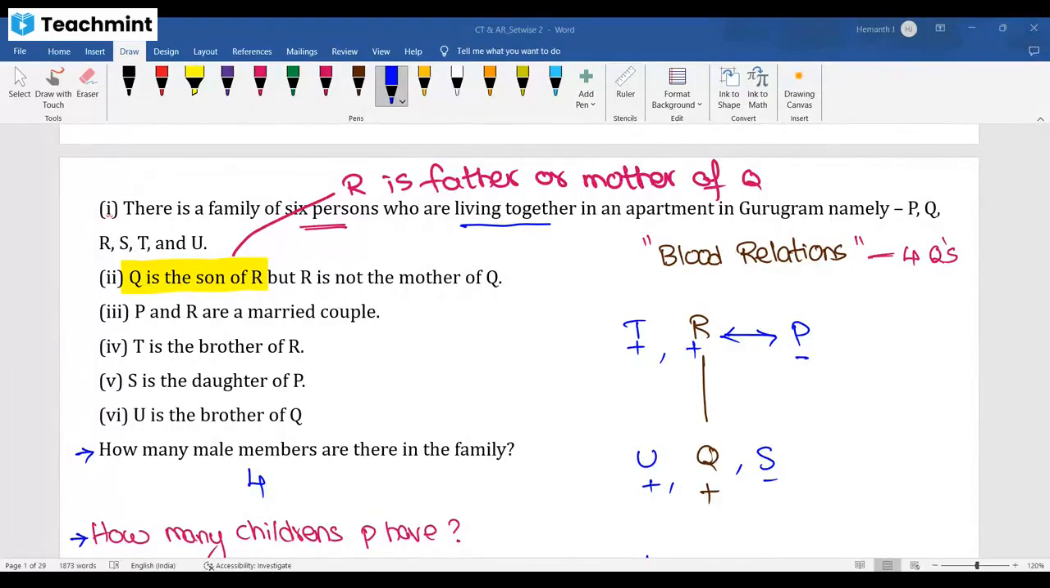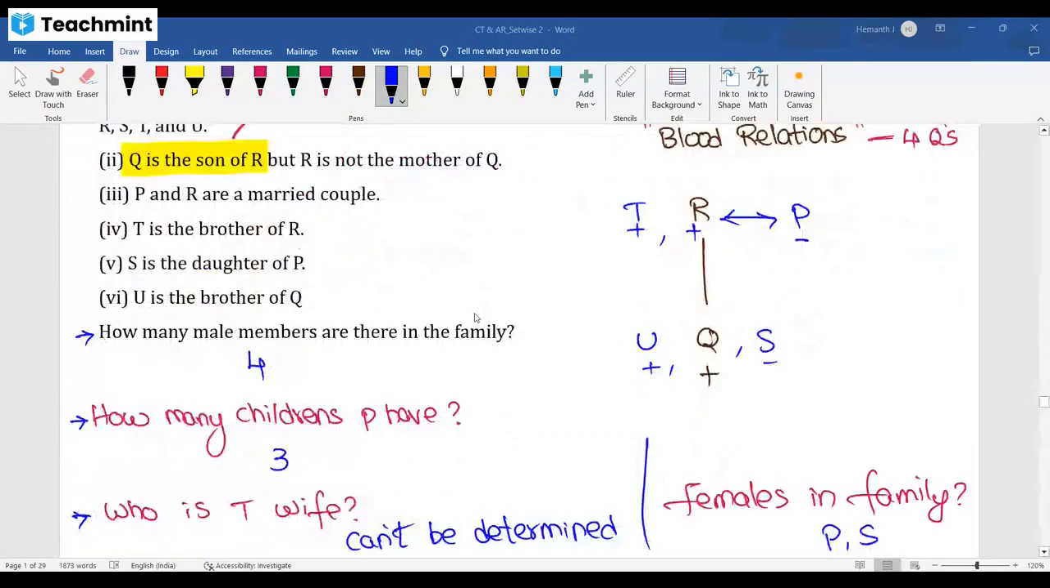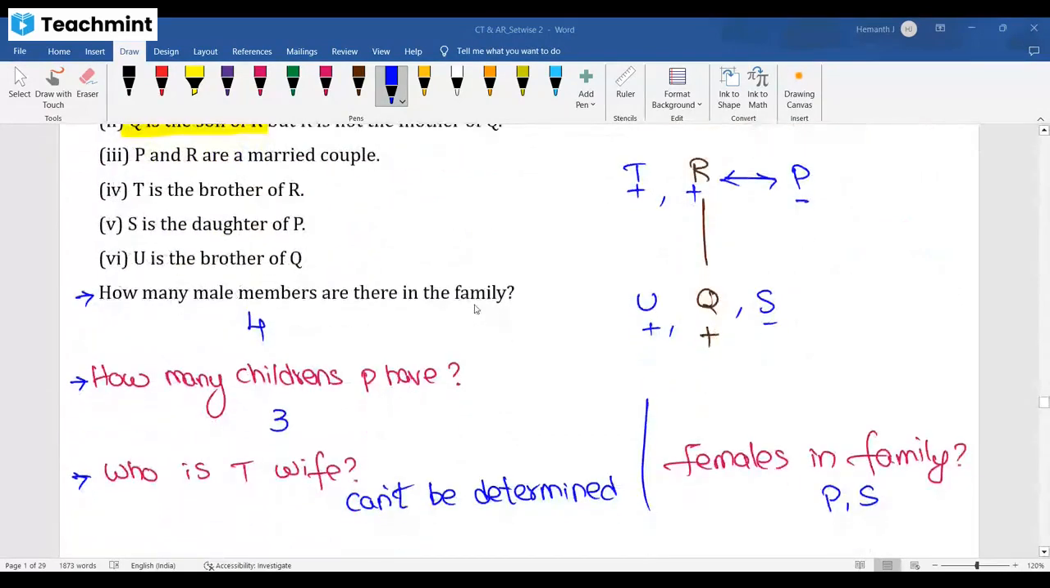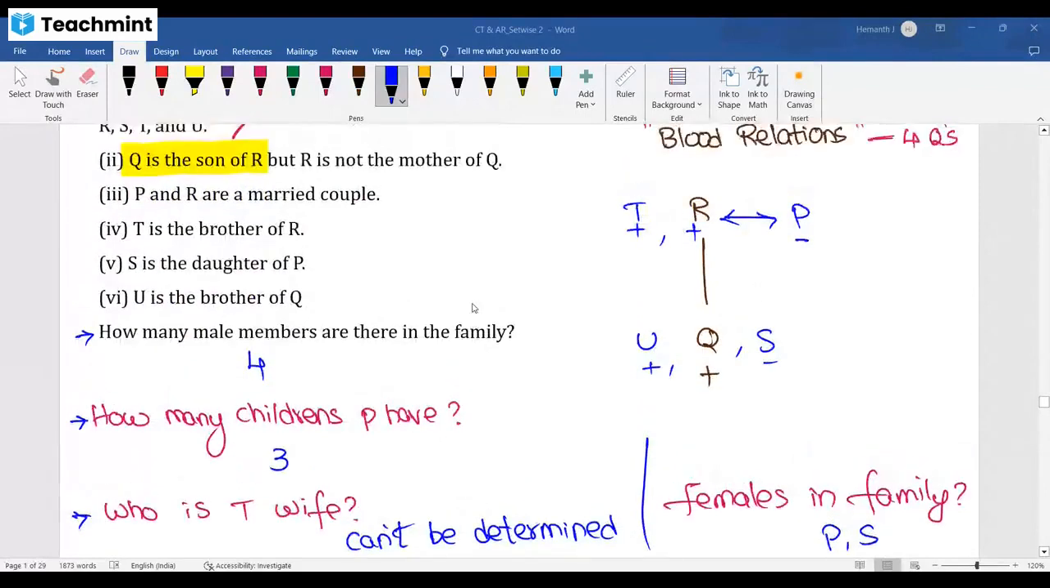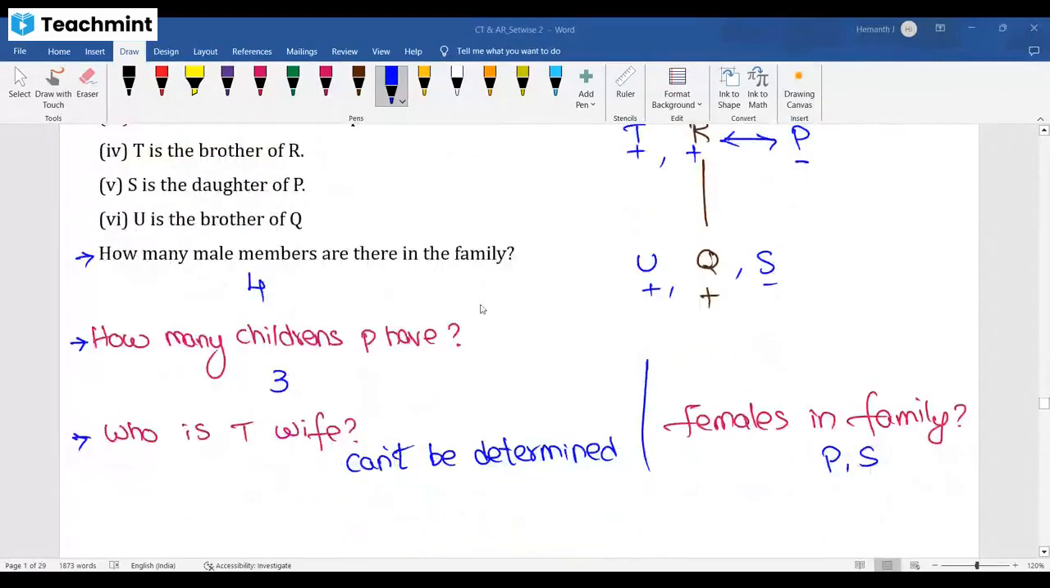S is the niece of T. S is niece of T. T's brother's daughter is S. My dear friend, please don't connect just like that. Okay. Maybe, no. Fine, don't worry. They have given the option: cannot be determined.